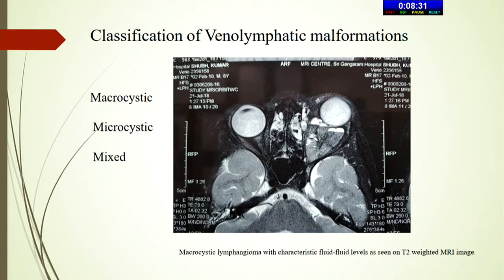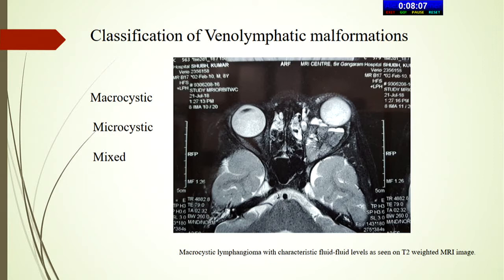They are basically classified into macro, micro and mixed variety, depending on the cyst size. The macro ones have obviously very large cystic cavities, and the micro ones on imaging have small cysts which are barely visualized on imaging, whereas the mixed variety has a part of both.